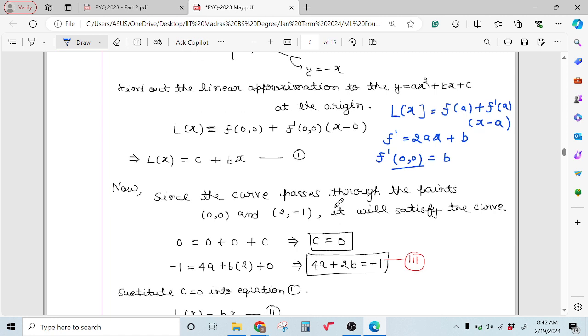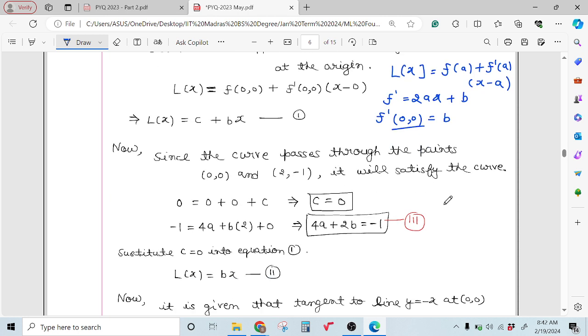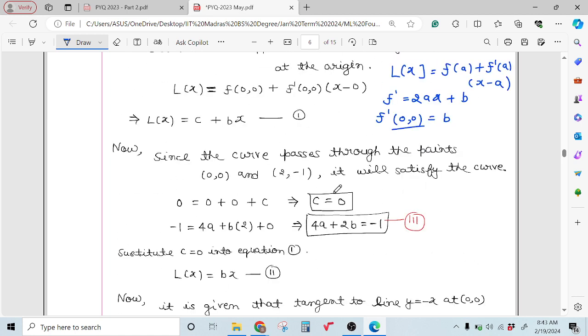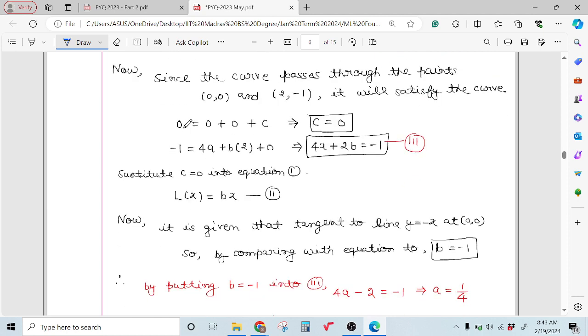Now since the curve passes through the points 0 comma 0 and 2 comma minus 1, they will satisfy the curve. So we will substitute these points into the curve and get c is equal to 0 and 4a plus 2b is equal to minus 1. We will call this equation 3. We substitute c is equal to 0 into equation 1, the linear approximation line, and we get the linear approximation as bx.